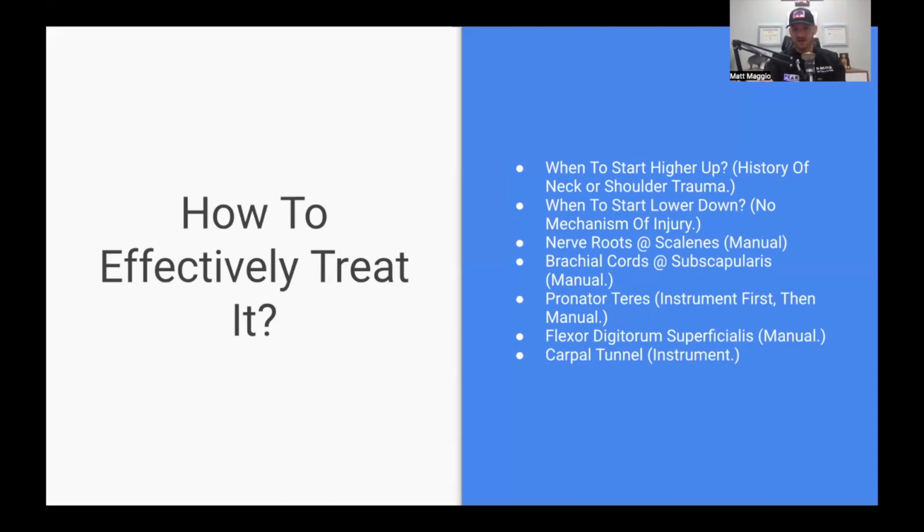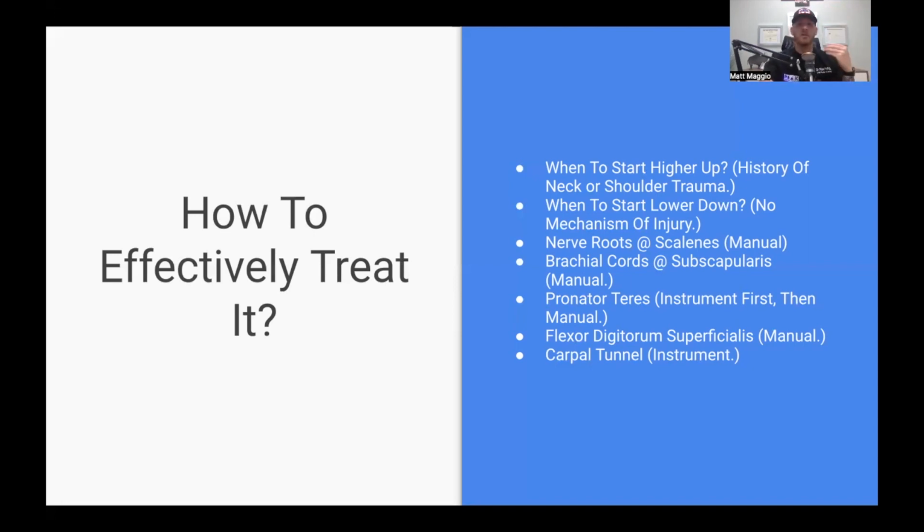And when do I start lower down? When there's no actual true mechanism of an injury. Maybe they just come in with carpal tunnel like syndrome and they don't have any other history points that point to elbow or wrist or anything like that. I do like to start further down and then work my way up. So I'm going to check everything as I go through when I'm checking a nerve entrapment, knowing where it goes. And like I said, the nerve entrapment for the median nerve can span a lot of area.